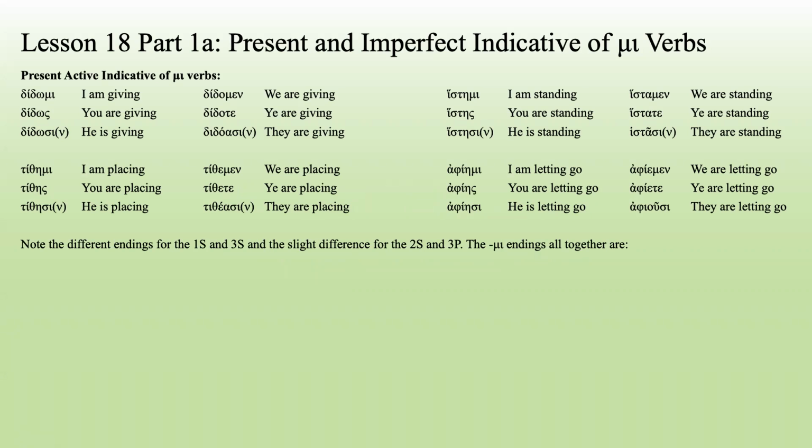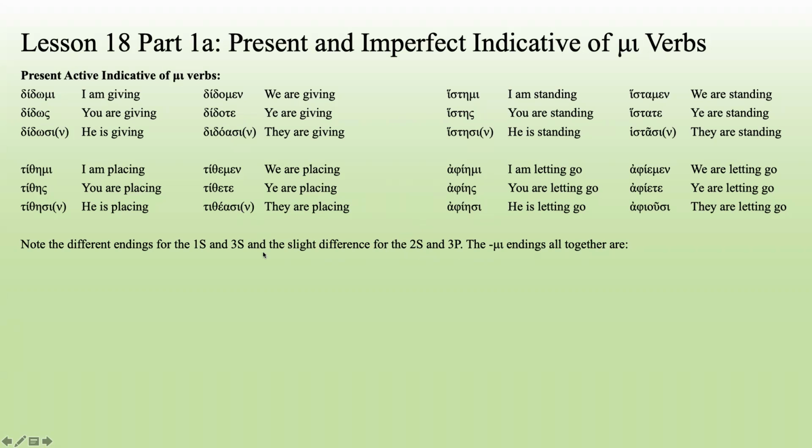So note the different endings for the first singular and the third singular. We've got μι and σι, μι and σι, μι and σι, μι and σι. Then there's also a slight difference for the second singular and for the third plural. So for the second singular, instead of it being ις, it's just a sigma. And then for the third plural, we've got ασι instead of υσι.